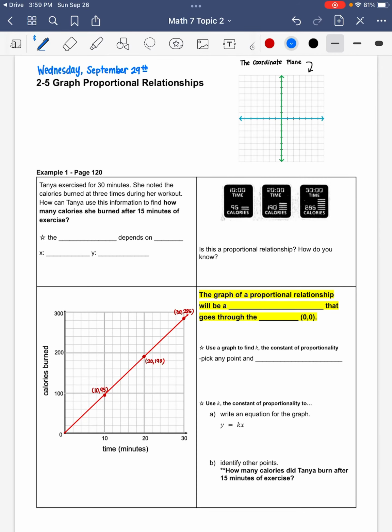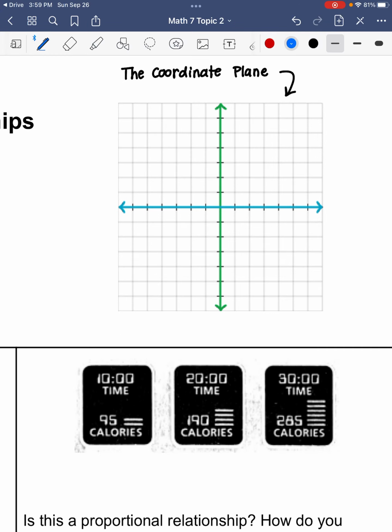Hey y'all, today is Wednesday, September 29th, and we are working on our notes for lesson 2-5. Now, before we get started with our notes, I want to look at this image right here.